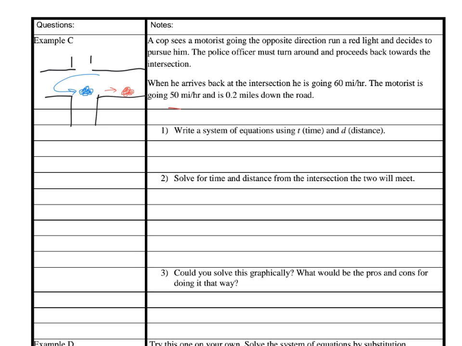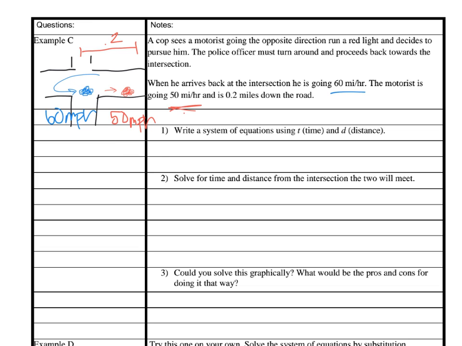Alright, it says the motorist is going 50 miles an hour. So 50 miles per hour. And is 0.2 miles down the road. So from the intersection to the car, 0.2 miles down the road. And our cop is going 60 miles an hour when he's back at the intersection. So 60 miles an hour. Alright, so now we can write a system of equations using t for time and d for distance.